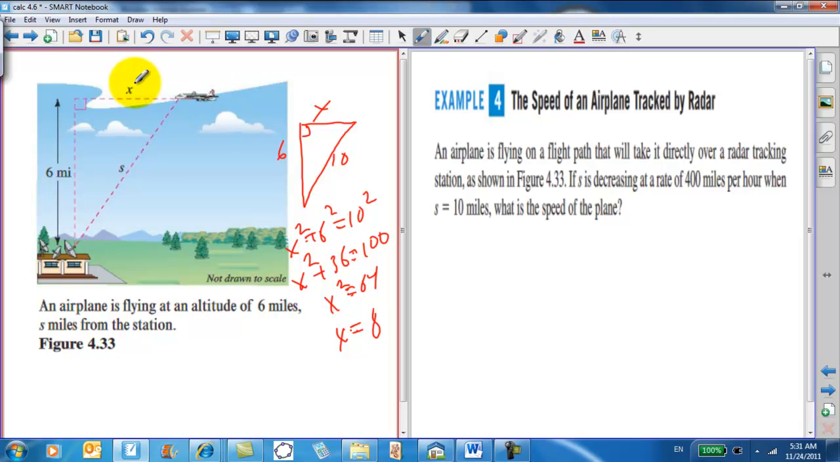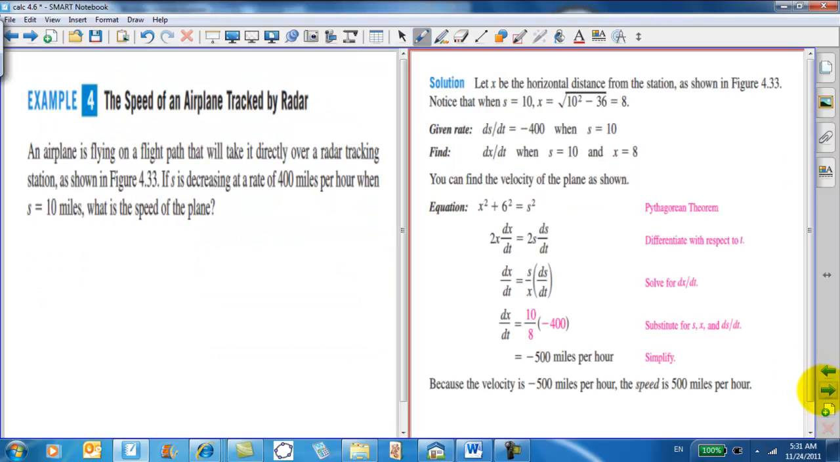x and s both change. This 6 stays constant, but these two are changing as the plane moves in like this. We're going to have a different triangle here, a different value of x and a different value of s. And we want to see how these two rates are related, because the radar station has been able to give us the rate of change of s, 400 miles per hour. Does that mean this plane's going 400 miles per hour? I don't think so. Let's take a look now at the problem.